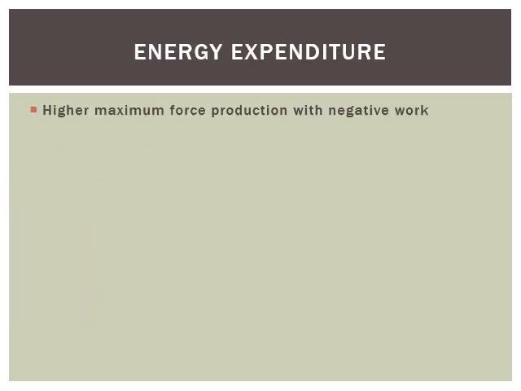We look at energy expenditure. So again, this is what I talked about earlier: higher maximum force production with negative work. An eccentric contraction can actually produce more force than a concentric contraction. There are fewer motor units with eccentric activity, so it's actually a much more efficient contraction.